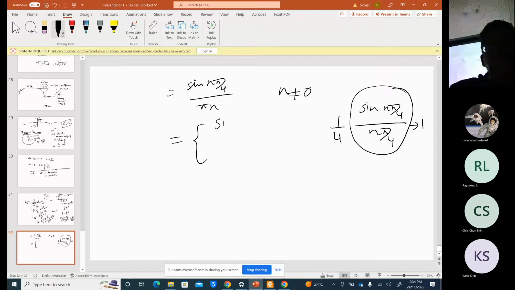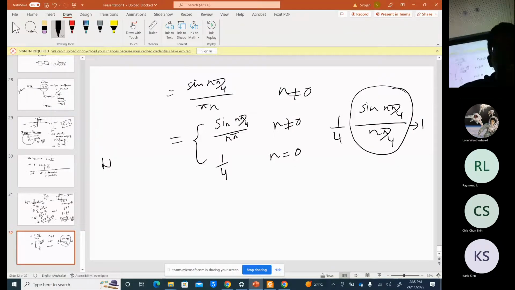So that is sine n pi by 4 divided by n pi, and here 1 by 4. This is for n not equal to 0. This is for n equal to 0. Then when you plot it, let's say the order, capital N, is 5 points. Then the first point is 1 by 4. So this is actually H desired n. This is what we prefer to have.